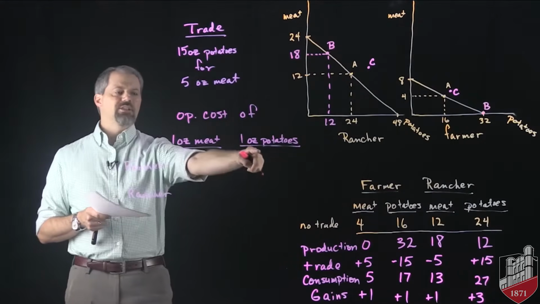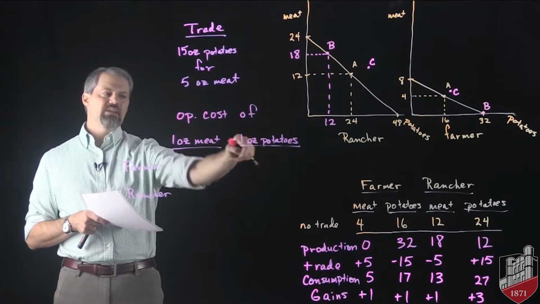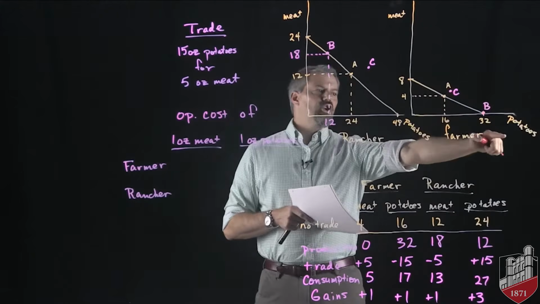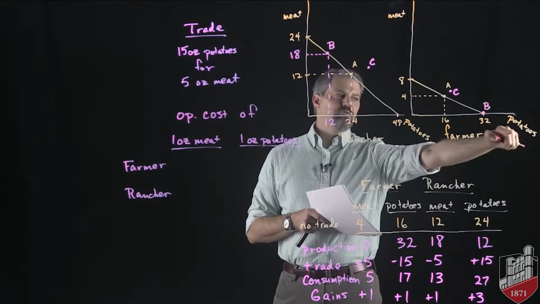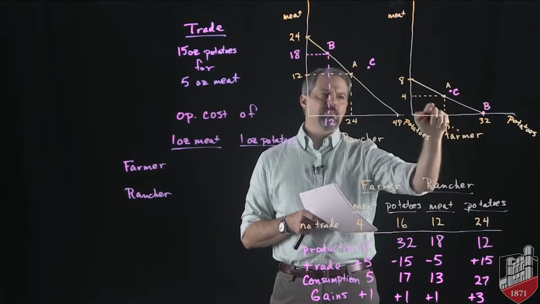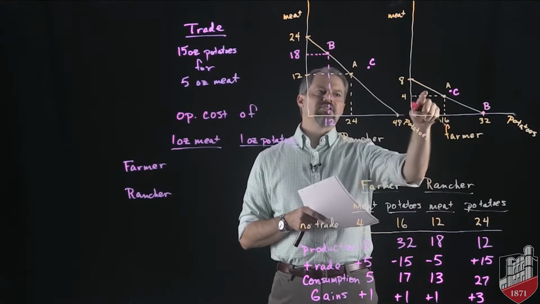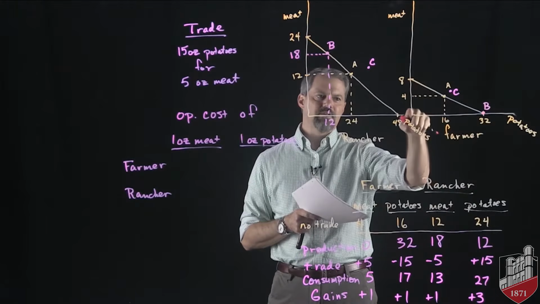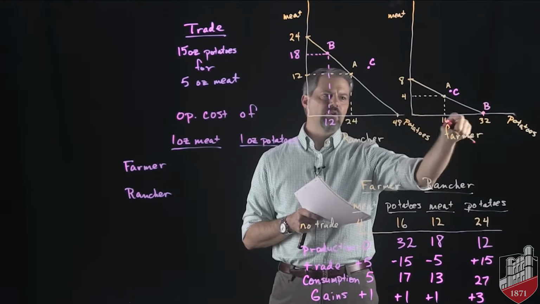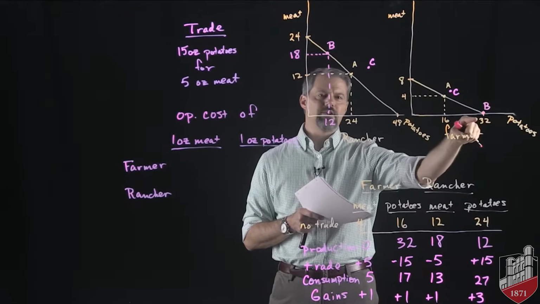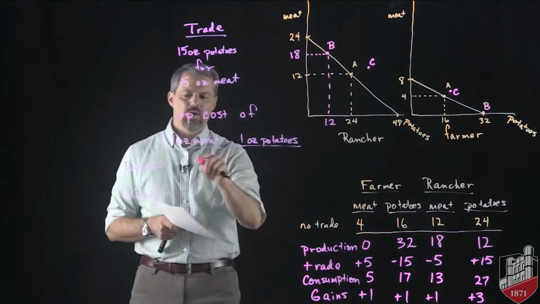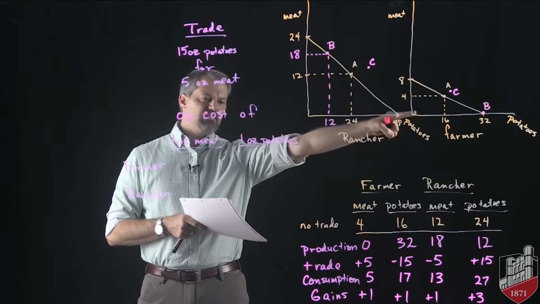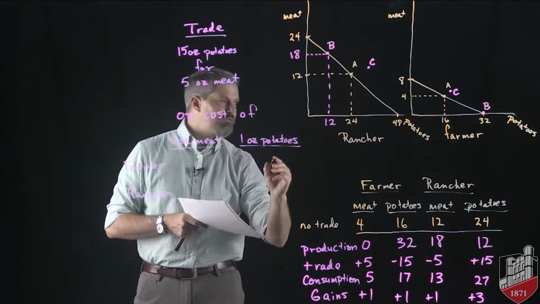And I'm actually going to start with the opportunity cost of 1 ounce of potatoes, because remember that the opportunity cost of the good on the horizontal axis is represented by the slope of that production possibilities frontier. So the slope of this PPF is 1/4. You can think about that as this vertical distance divided by that horizontal distance. It's going to be 8/32, which is 1/4. So for the farmer, the opportunity cost of the good on the horizontal axis, potatoes, is going to be 1/4 ounce of meat.